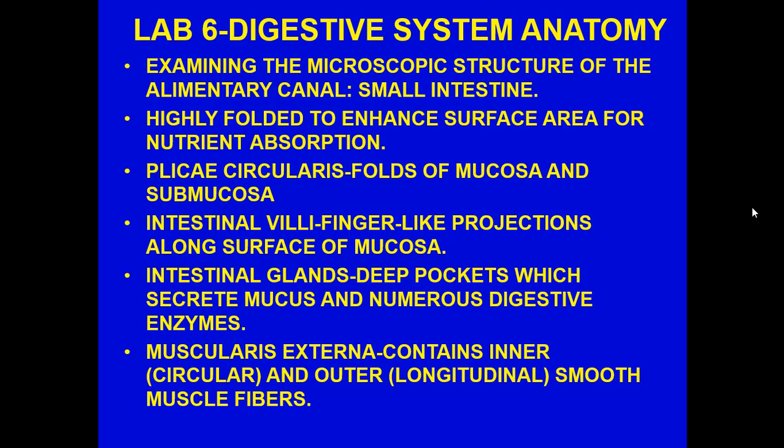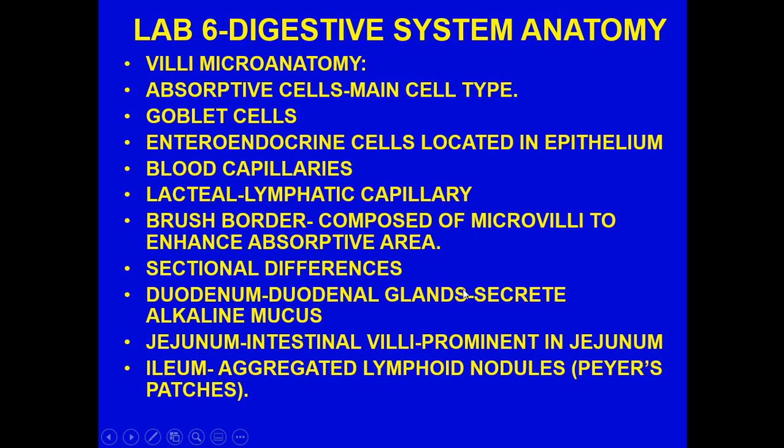And we have, going down deeper, deep pockets, these intestinal glands. They will secrete mucus and numerous digestive enzymes. The muscularis externa contains an inner circular layer and an outer layer, which is considered longitudinal, of smooth muscle fibers. They allow for peristalsis as well as segmentation, which allows for a mixing of the materials. Peristalsis, of course, is the synchronized means to push materials down the length of the intestine.